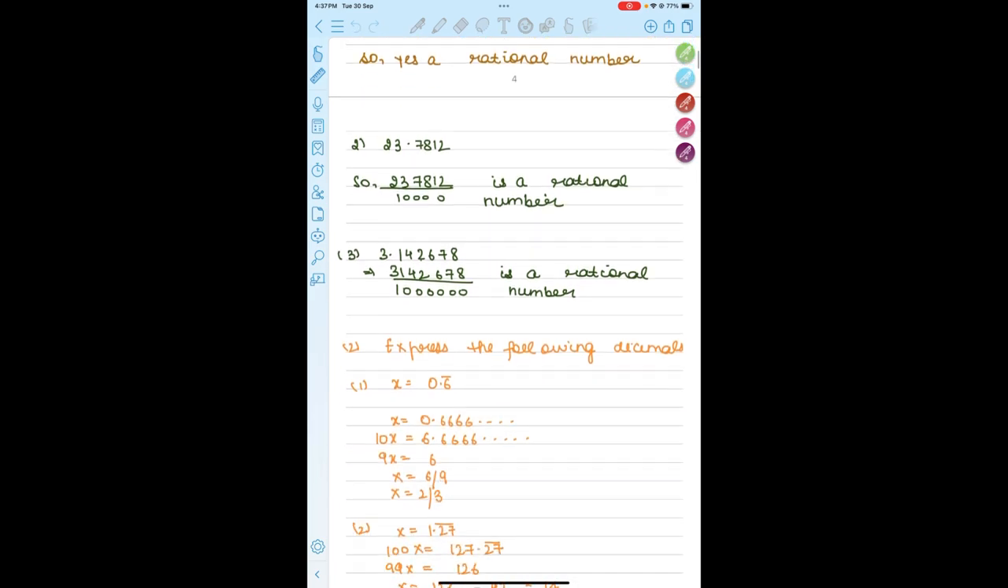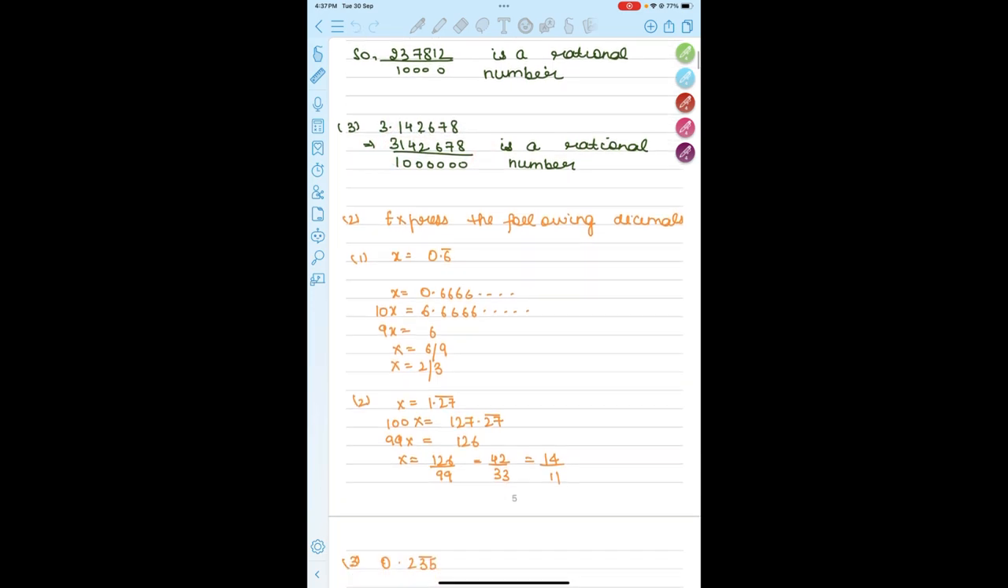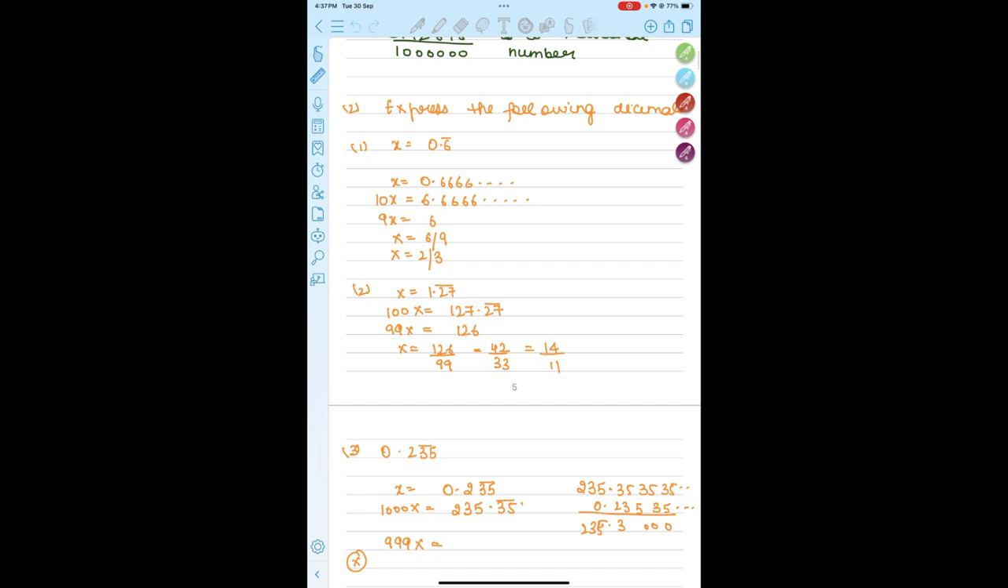Now if it had been 23.7812, it can be expressed like this and it is a rational number. 3.142678 can be expressed in a rational form where q is not equal to 0. Now if I had a question like x is equal to 0.6 bar, now what is 6 bar? This bar denotes that 0.6666666, this is a never ending decimal.